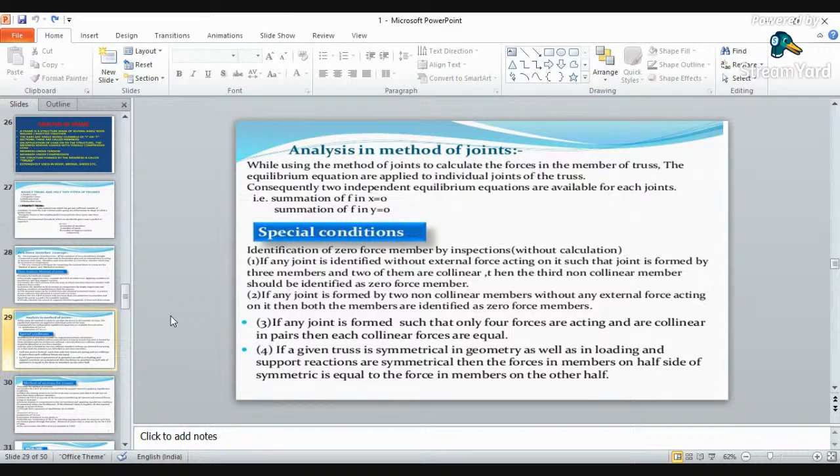Again, if any joint is formed such that only four forces are acting and they are collinear in pairs, then each collinear force is equal. Okay, four forces are there in two collinear branches, and both should have equal magnitude of force. If a given truss is symmetrical, then you have to solve only half of the truss. The remaining half of the truss will have the same forces, like a mirror image of that truss. Okay, but in this case, the truss should be perfectly symmetric.